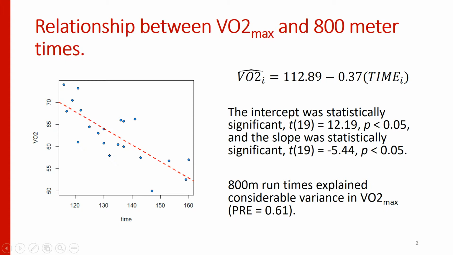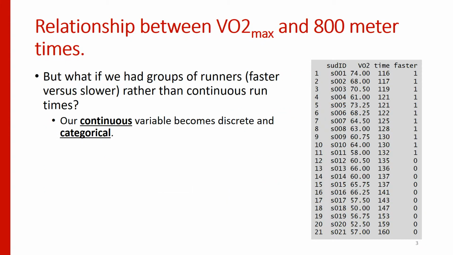So for every 1 second slower you run the 800 meters, your estimated VO2 max goes down by 0.37 milliliters per kilogram per minute. Both the slope and the intercept are statistically significant in this model, and ultimately we would conclude that there is a strong negative relationship between a person's 800-meter dash time and their VO2 max. This would be using simple linear regression, as we've looked at in previous chapters.